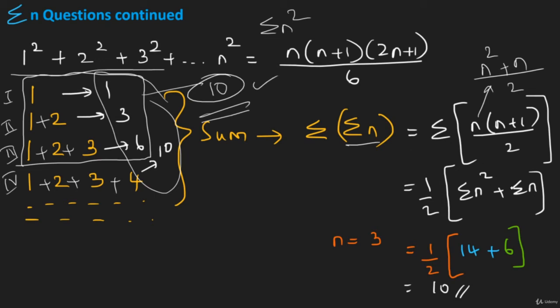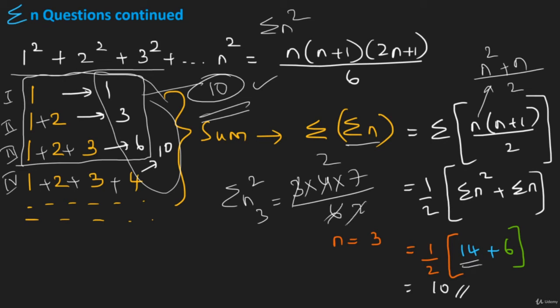Over here, when n is equal to 3, what is sigma n square? You have 3 over n plus 1 is 4, and 2n plus 1 is 7, and you divide that by 6, right? So we have seen you get 14 over here. That's your 14 over here.